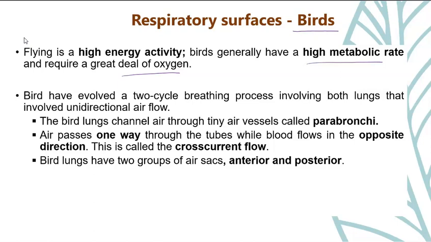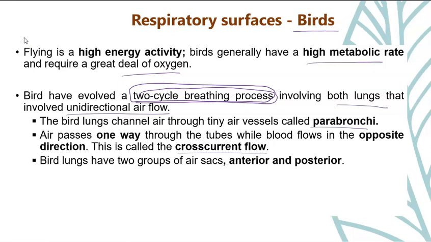So birds have evolved a two-cycle breathing process. Ini cara dia, two-cycle breathing process, okay, involving both lungs that involve unidirectional airflow. So two-cycle breathing process, and the flow of air is in one direction sahaja, okay. Nanti kita tengok. So the bird lungs channel air through tiny vessels called the parabronchi. Okay, so air passes one way through the tubes while blood flows in the opposite direction. This is called cross current flow.